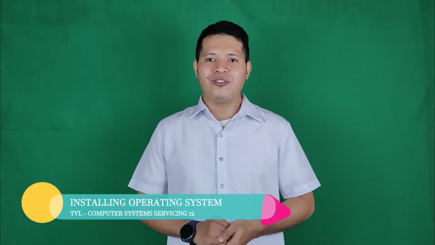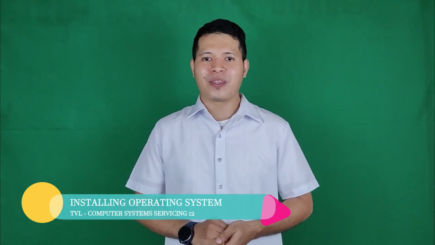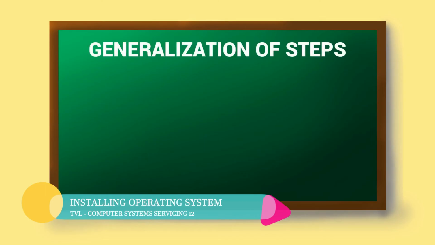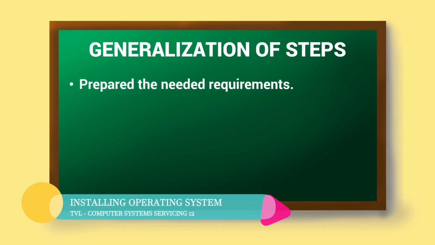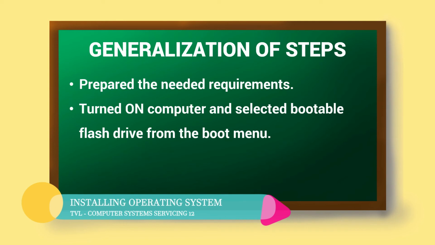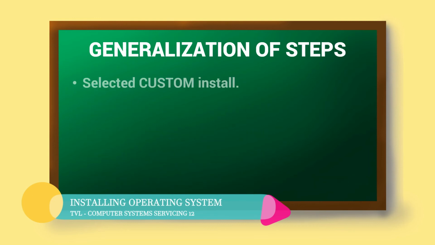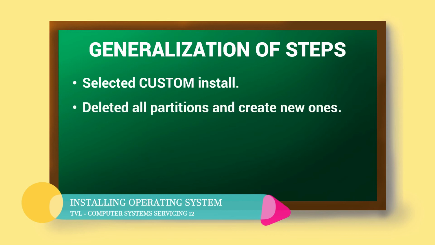Now that you know how to install Windows 10 operating system, let's have a quick generalization of the procedures. In installing Windows 10 operating system, we prepared the needed requirements. We turned on computer and select bootable flash drive from the boot menu. We then begin to install the Windows 10 operating system. We selected our preferred version of Windows 10. We selected Custom Install. We deleted all partitions and created new ones.